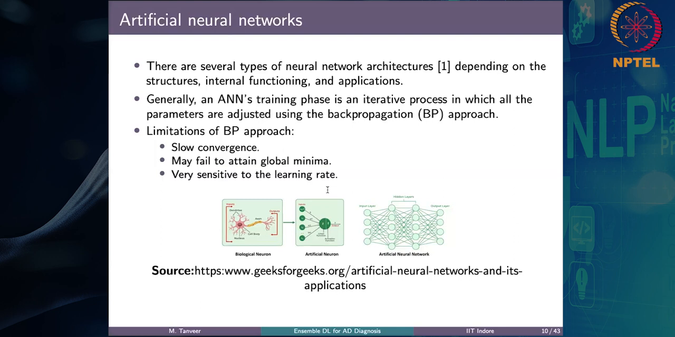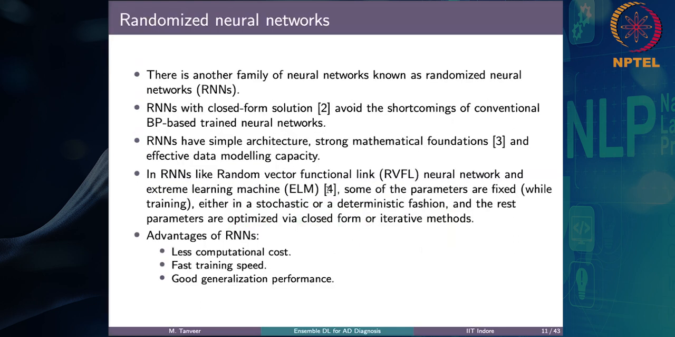So to move ahead, this is the randomized neural network. I just showed the RVFL review paper, so I'm focused there only.